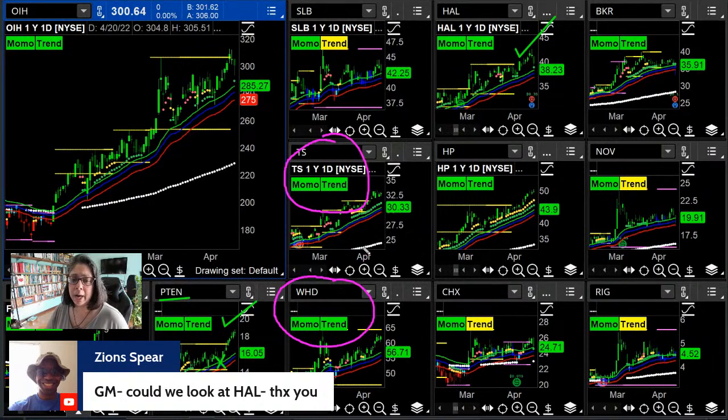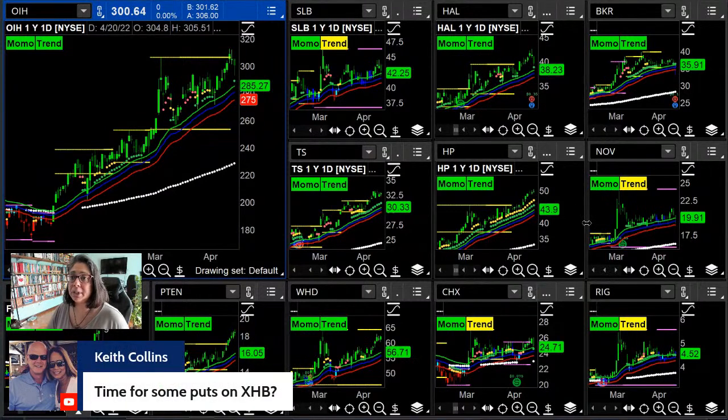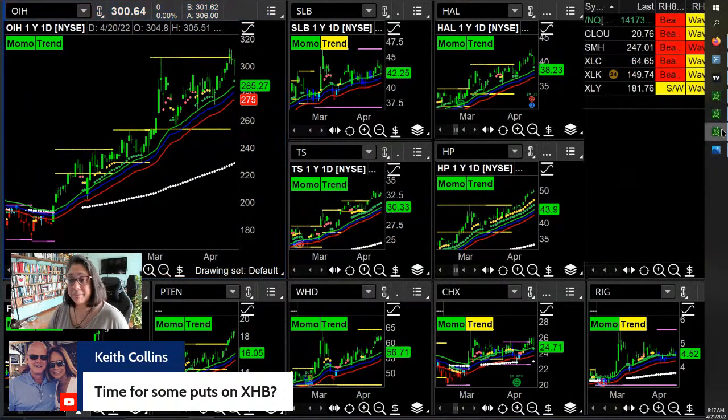Make sure that you have sufficient liquidity, meaning open interest, on some of these names. But yes, Halliburton is plenty liquid, and it is absolutely on the radar. Zions, yeah, it's absolutely on the radar. Is it time for some puts in XHB? Funny you should ask that.